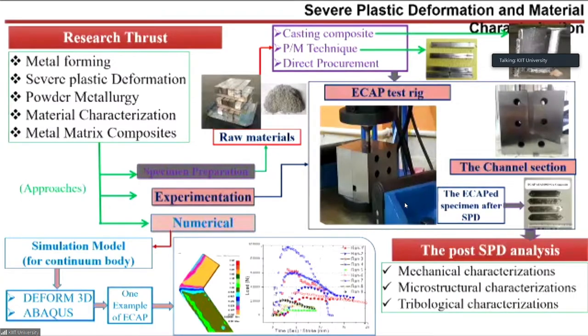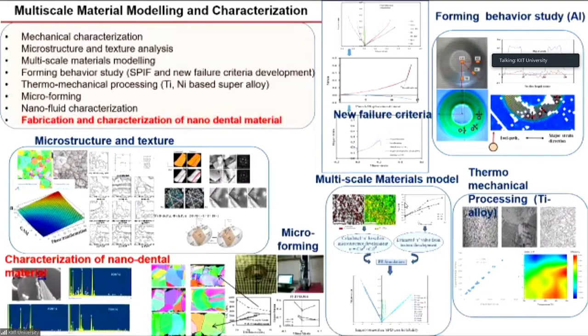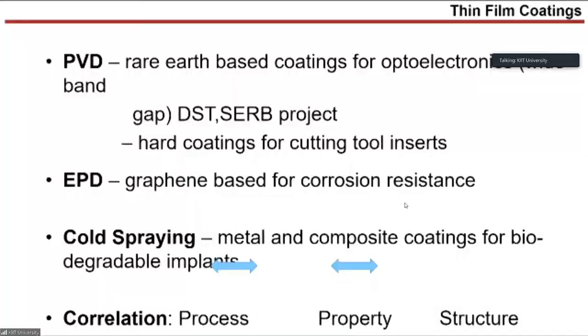Severe plastic deformation and material characterization, starting with metal cutting and metal forming, its plastic deformation, powder material, material characterization, and also metal matrix composites. So this is also interdisciplinary research by experimental and simulation techniques with the help of all the students of the School of Technology. Another interdisciplinary research is polymer composite and metal matrix composite. Another area of research is multi-scale material handling and characterization.